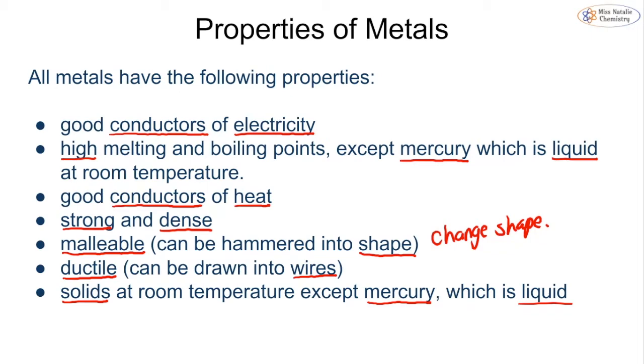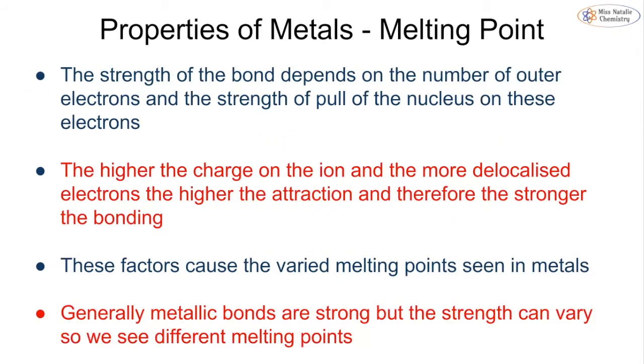Now we're going to focus on a number of different properties and being able to explain them by discussing the structure of metals that we have just looked at. So the first property is melting point. Now the strength of the metallic bond is going to depend on how many outer electrons have been lost and how many have been delocalized, and then the strength that the nucleus has to attract these and the strength that the cation has.